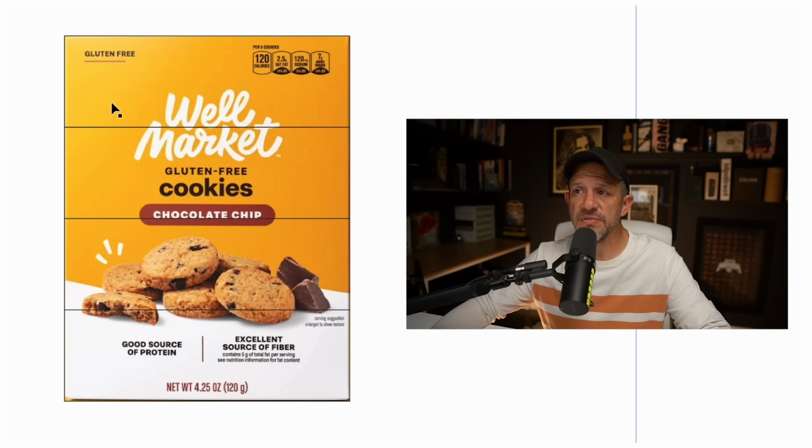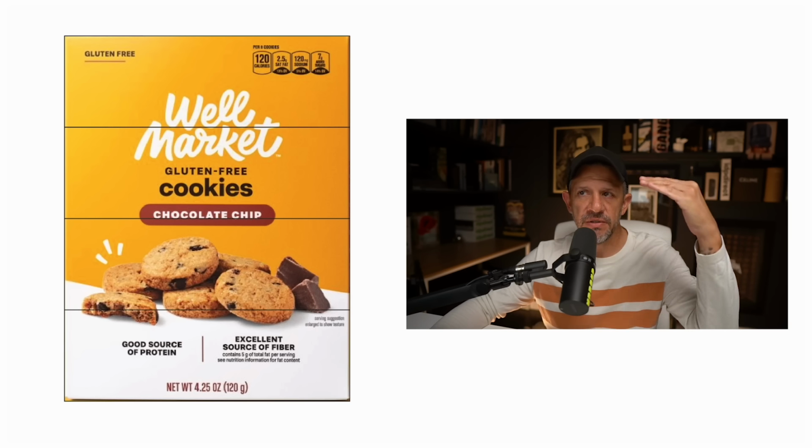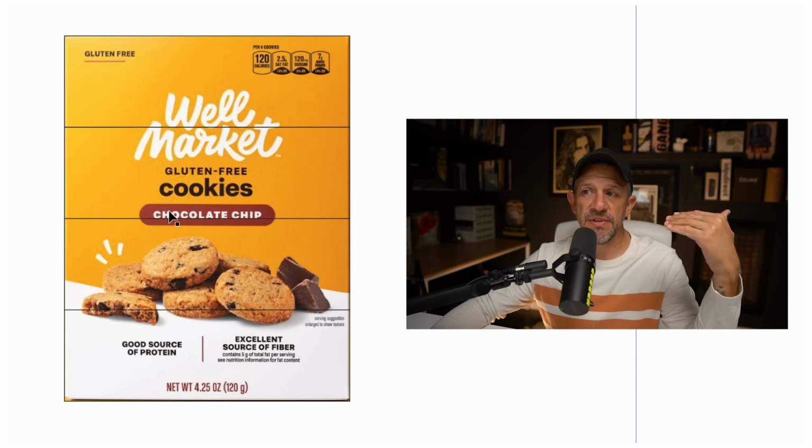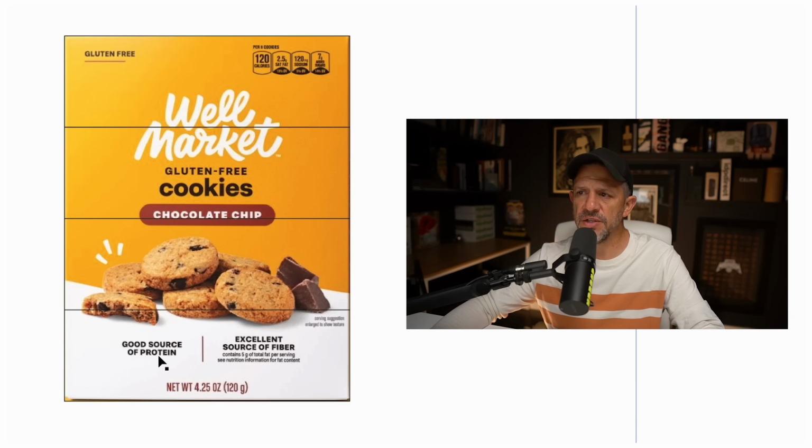What I've done is I've made these 4 rectangles, 1, 2, 3, 4. Now we can see where everything lands and where everything falls. If we're looking, this Well Market logo is in this dividing line between the first and the second quarter. Chocolate chip, the flavor, is in the middle of the box. The cookies, they're sitting on a plane right at about the third and fourth quarter. And then all the other information is centered kind of in this section.